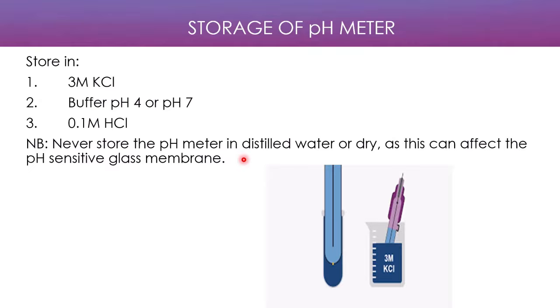Storage of the pH meter. The best way to store a pH meter is in 3 molar potassium chloride, or a buffer of pH 4 or pH 7, or in 0.1 molar HCl. And what we have to note is that we should never store the pH meter in distilled water or dry, as this can affect the pH glass membrane.